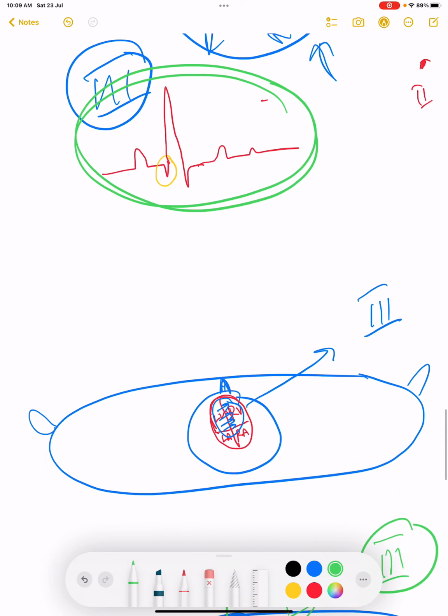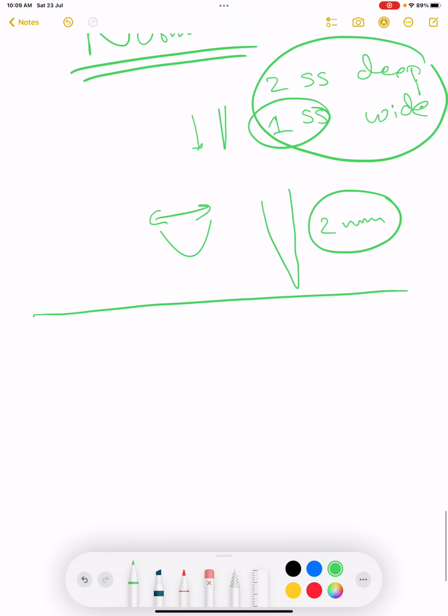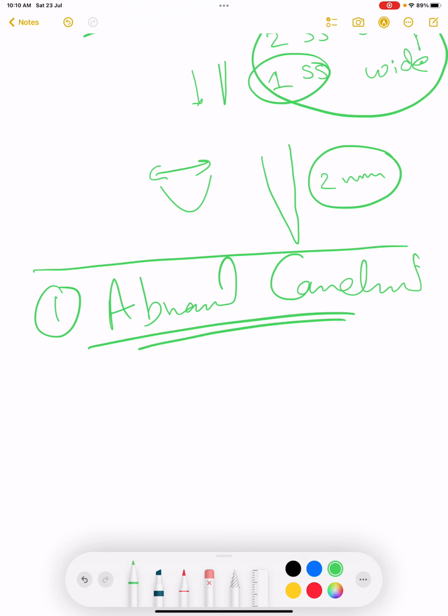Okay, yeah. So now let's go to some pathology in the Q wave. First pathology, we have learned that abnormal conduction. In this portion I will cover not the appearance of Q wave, I will cover the disappearance of normal Q wave.